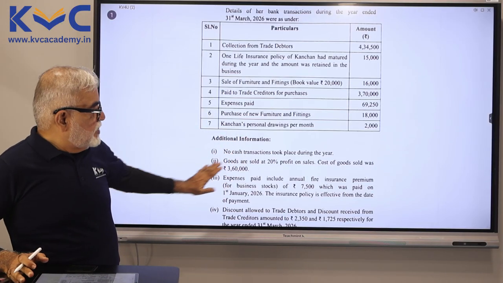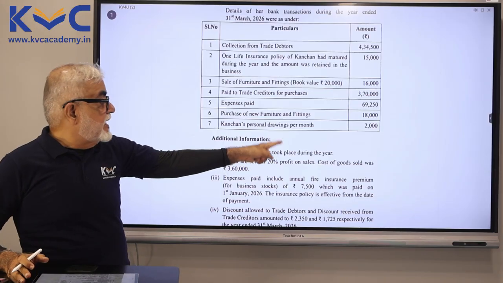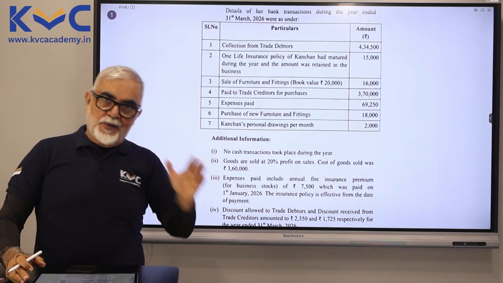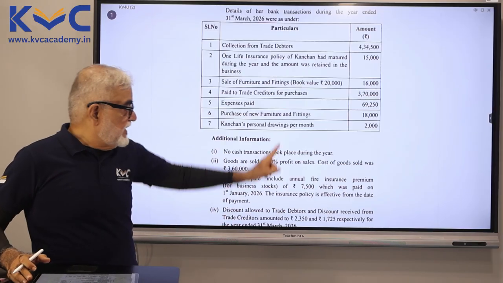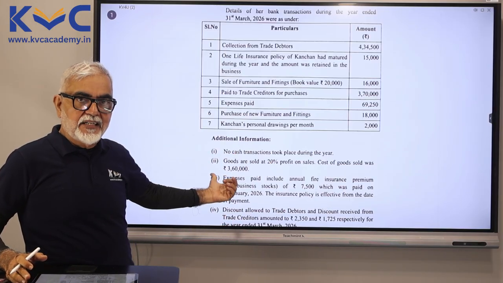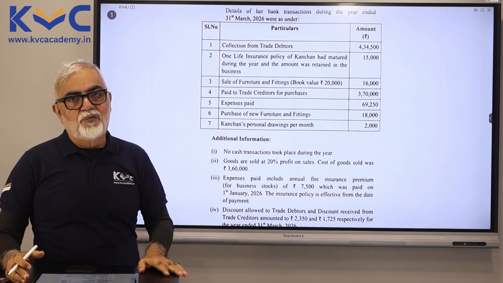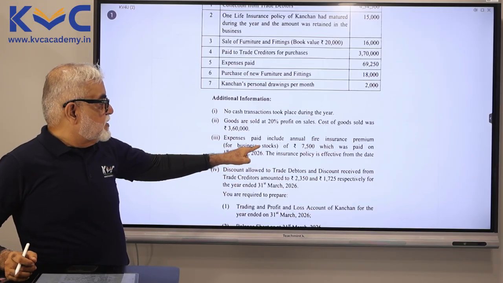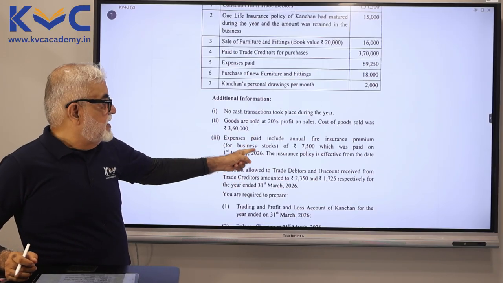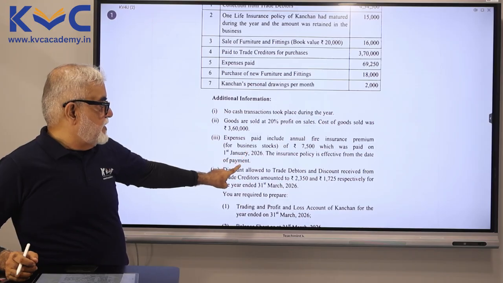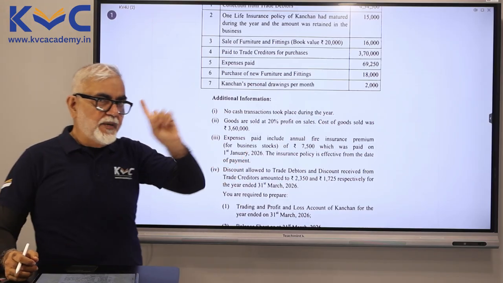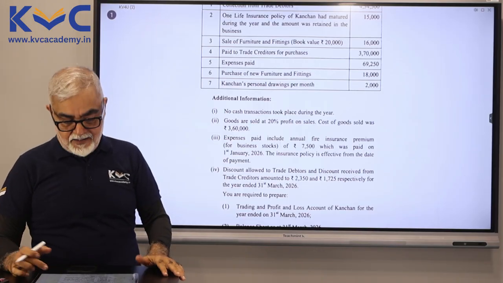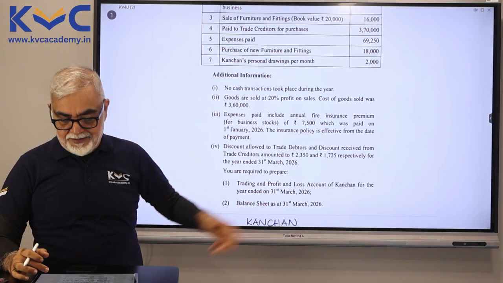Okay. Goods are sold at 20% profit on sale and the cost of goods is 3,60,000. 20% on sale is 25% on cost. So 3,60,000 cut 25%, 90,000 is your gross profit. Sale will be 4,50,000. And then expenses include 7,500 which was paid on 1st January. The insurance policy is effective from the date of payment. Annual payment, 1 year payment. That means 3 months is for this year, 9 months is prepaid. Okay. Discount allowed, discount received is given.